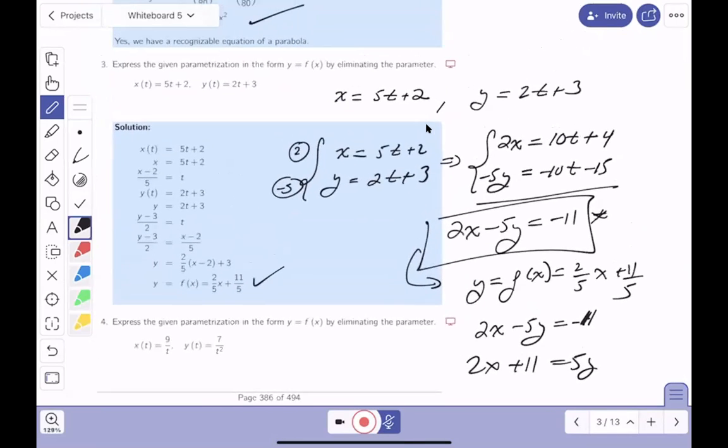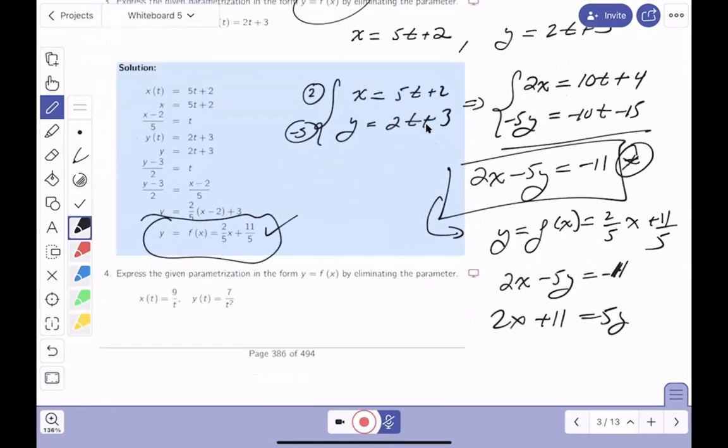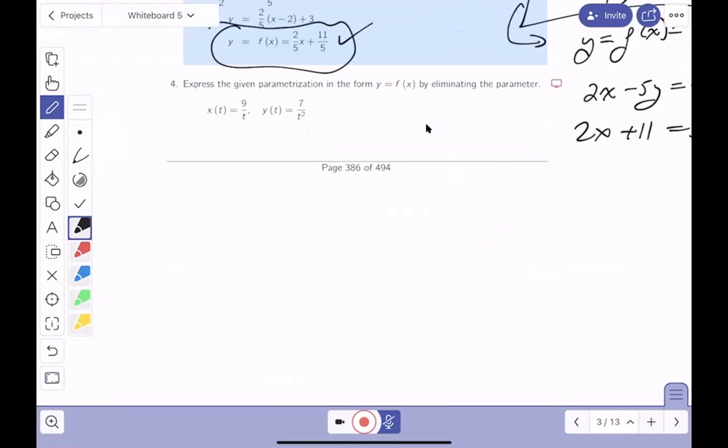Now, I want to point out, they asked me to do that. All right. So, this is a good answer. They really wanted me to solve for y. All right. Y is a function of x. All right. Let's look at the next one down. Same story. I'm looking at it and I want to eliminate the parameter. So I'm going to say x equals 9 over t. And I'm going to say y is equal to 7 over t squared.